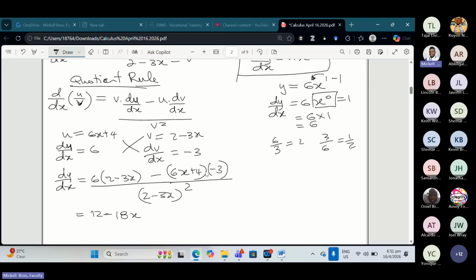So even if you want, let's do it this way. Write back this minus, and then we multiply over here. So negative 3 times 6x is going to give us negative 18x. Negative 3 times 4 is going to give us negative 12.